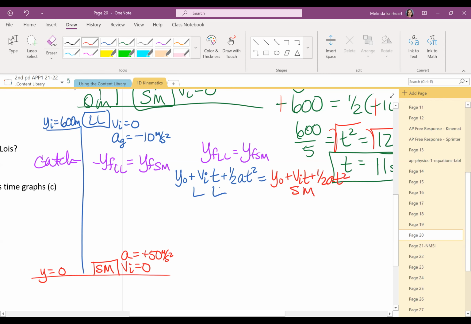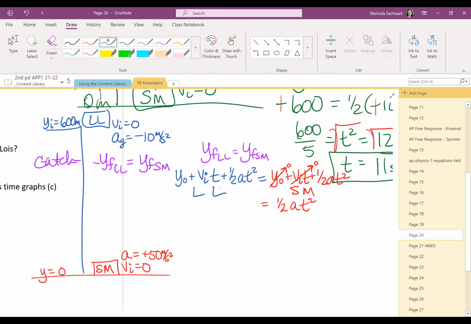Well, Superman starts at the ground, so initial position is 0. They told us he starts from rest, so v_i t zeros out. Thank you very much. That made our lives easier. And so all that we need for Superman is 1/2 at squared. Now he's not in free fall. Don't put in a -10.